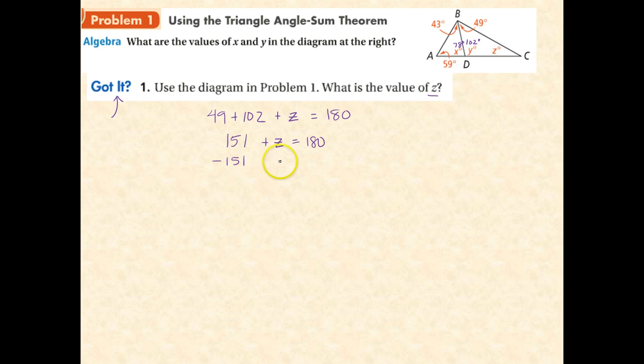Subtract 151 from each side, and z is 29. So this is 29.